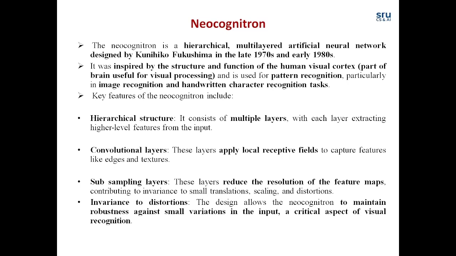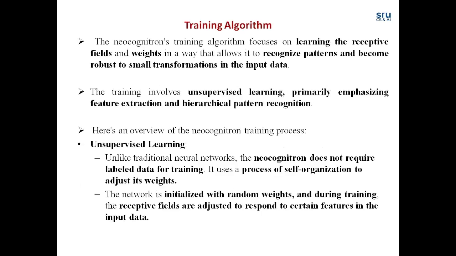Invariance to distortion. So the design allows the neocognitron to maintain robustness against small variations in the input, a critical aspect of visual recognition. Training algorithm: it learns the receptive fields and weights to recognize patterns, and it is robust to small transformations in the input data. The training involves unsupervised learning, with primary emphasis on feature extraction and hierarchical pattern recognition.